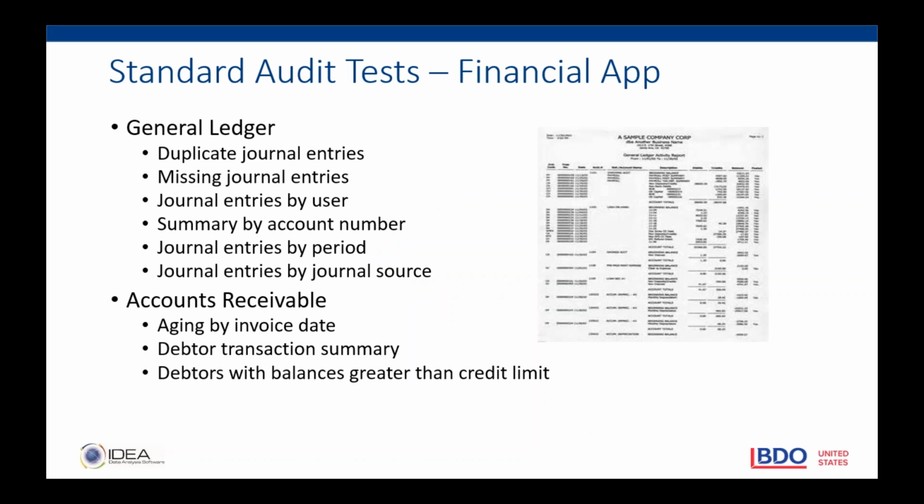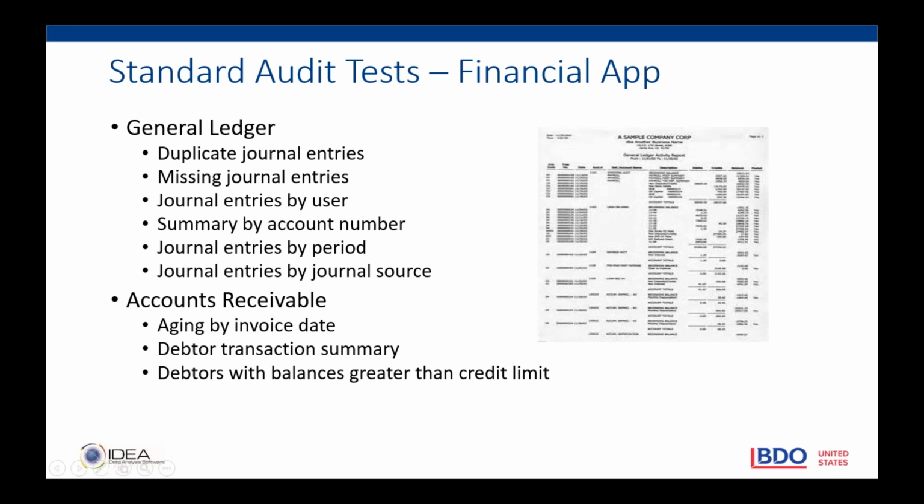And just here's some examples of the ones that are in the general ledger. So what are we looking for? So duplicates, missing journal entries are basically gaps. When you look for missing journal entries, that's how you help with your completeness. Journal entries by user, summarized by account number, journal entries by period, journal entries by source. So those are some examples of what you can do.